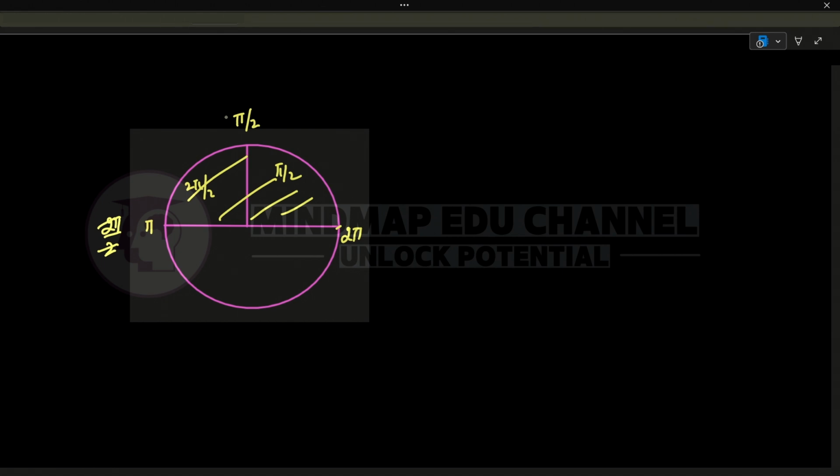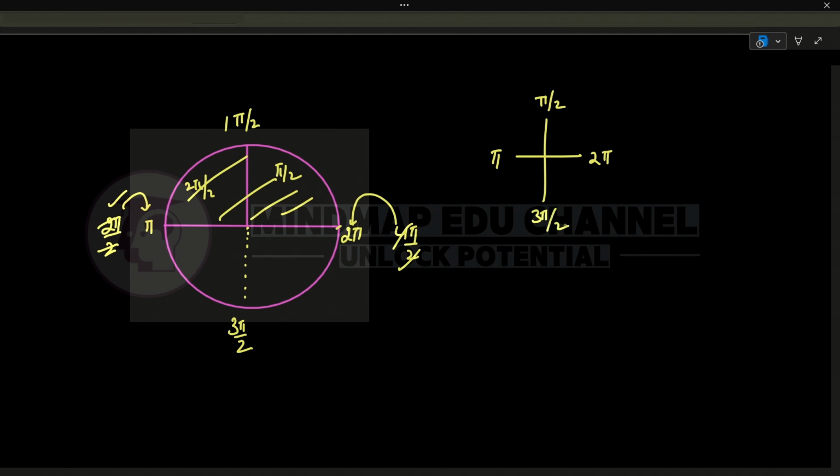So that means here we get pi by 2. Now if I say this is 1 pi by 2, this is 2 pi by 2 and we have here pi. So my next, that is the third point, will be 3 pi by 2, and this fourth point is 4 pi by 2, and we get here 2 pi. So this is how we have 4 points: 2 pi, pi by 2, pi, and 3 pi by 2.